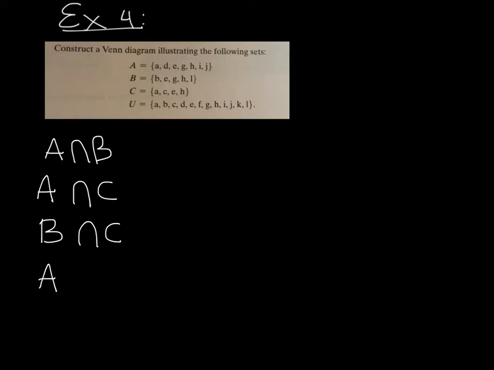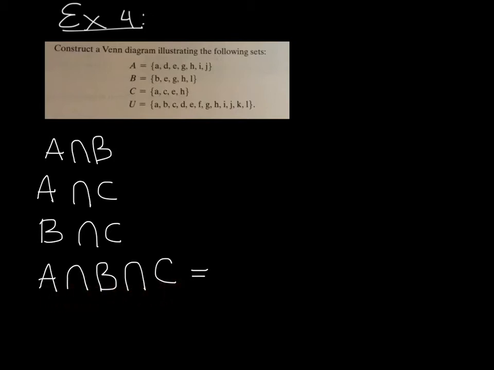These are the 4 intersections that you want to start with. The first one is A intersection B. The second one is A intersection C. And the third one is B intersection C. And then finally, or you can write this at the beginning, is the intersection of A, B, and C. Sometimes some students like to start with this one.